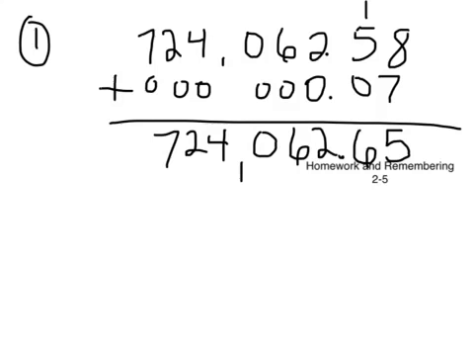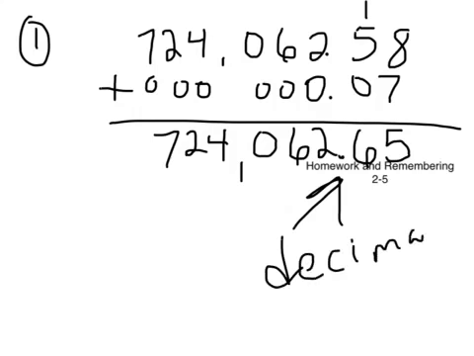724,062 and 65/100ths. Notice when I say and, that's where our decimal is. So you need to say the word and when you come across that, not when you see the comma. It's 724,062 and 65/100ths. When we see that decimal, we say the word and.